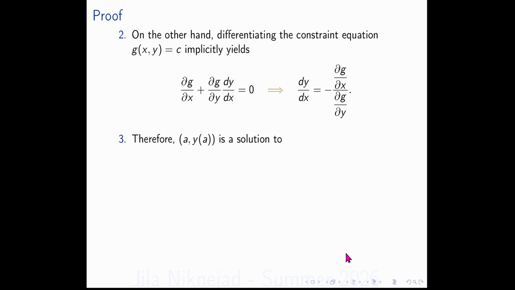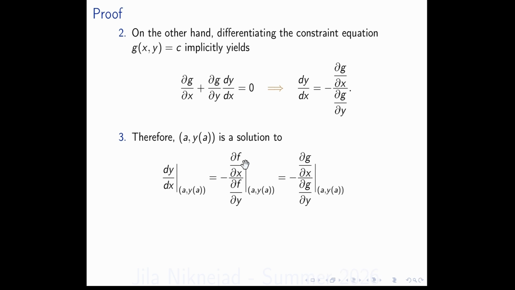Therefore, we can set the right side of the equations equal to each other. That is, the negative partial of f with respect to x over partial of f with respect to y is equal to negative partial of g with respect to x over partial of g with respect to y, evaluated at the critical point a and y of a. We defined this quotient to be equal to lambda.